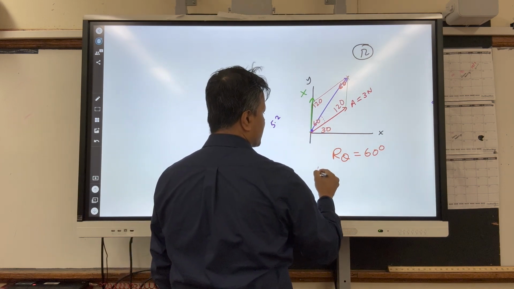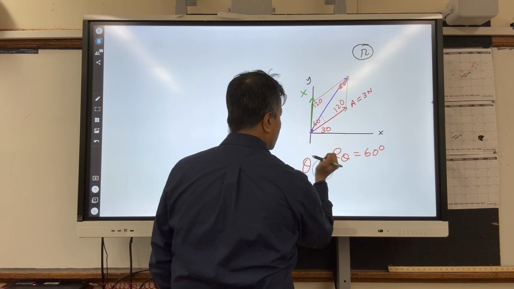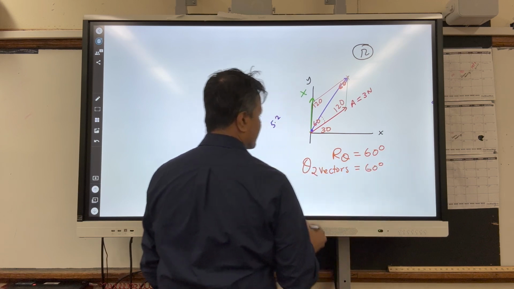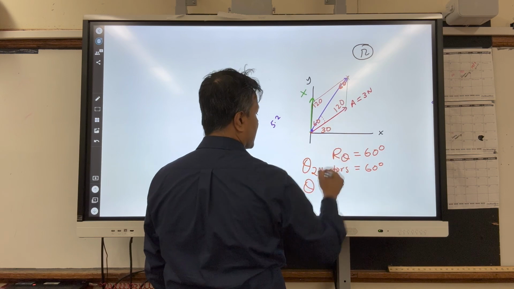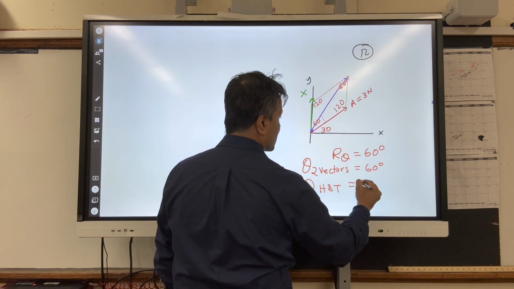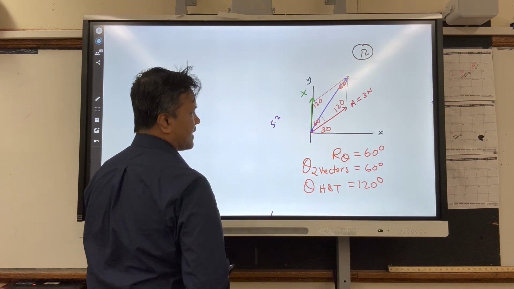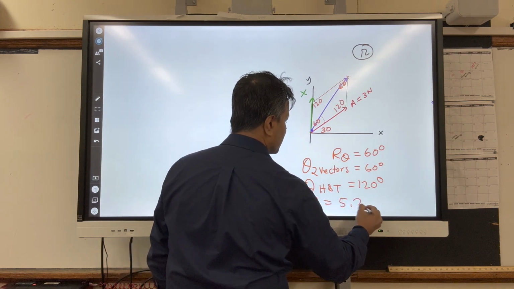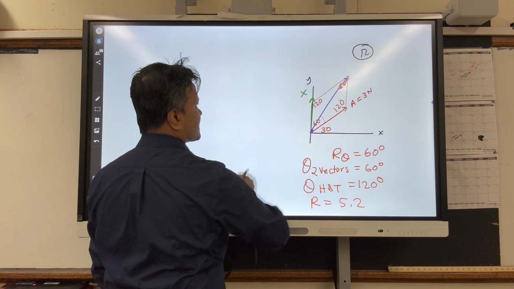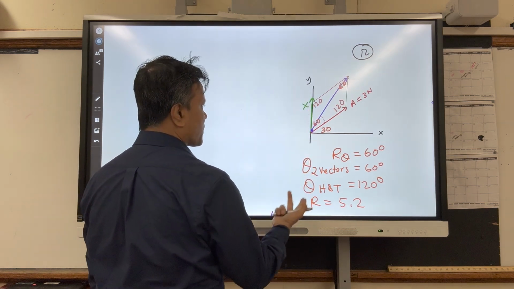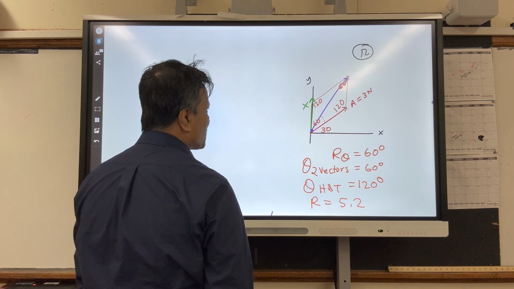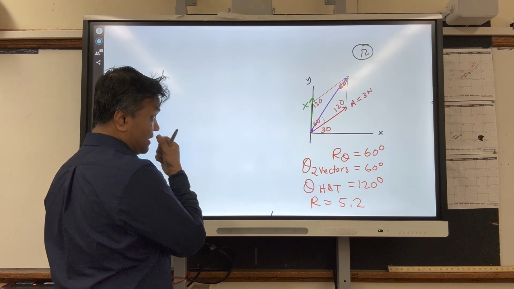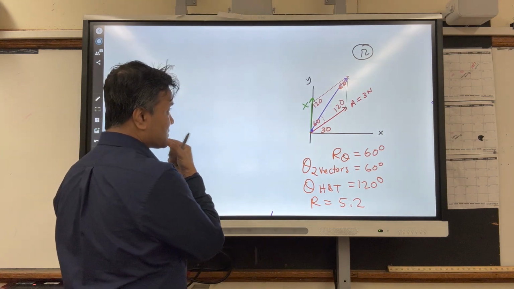The angle between the two vectors is equal to 60 degrees. The angle between head and tail is equal to 120 degrees. I want you to find x, and the resultant is 5.2. Well, it's pretty easy. I gave you everything. So how can you find it? Let's see. Law of parallelogram. Sure, the law of parallelogram will do everything.